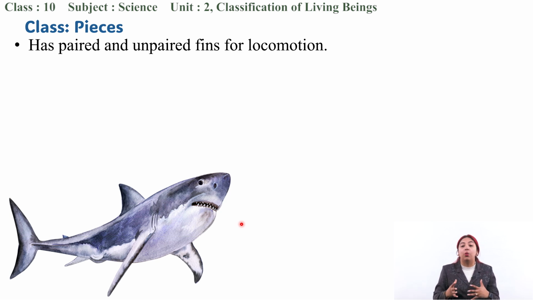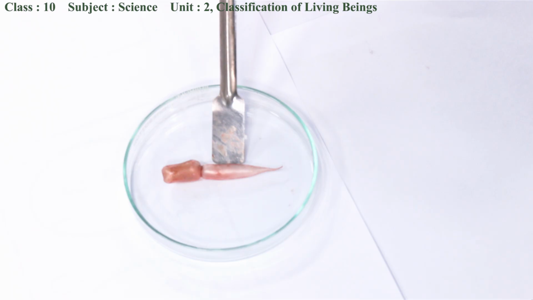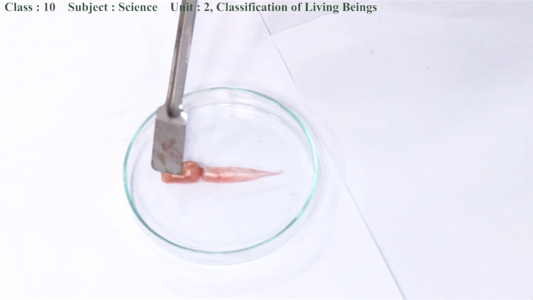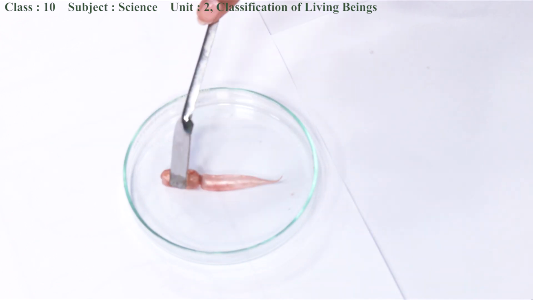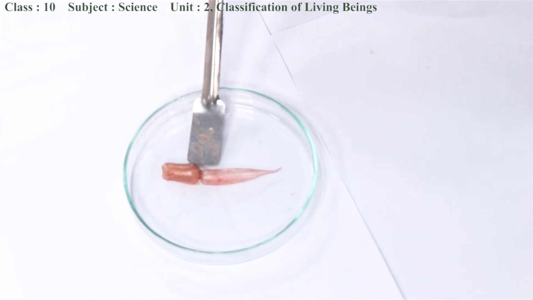Those fins help them in locomotion. Now, they have air sacs within their body that regulate buoyancy. If you cut this fish, you can see this structure. This is the air sac, and it looks like this. As you can see here, this is the air sac, and it has air inside it. This air sac helps in buoyancy, that is, it helps the fish to float. There are some fishes that do not have an air sac in their body.